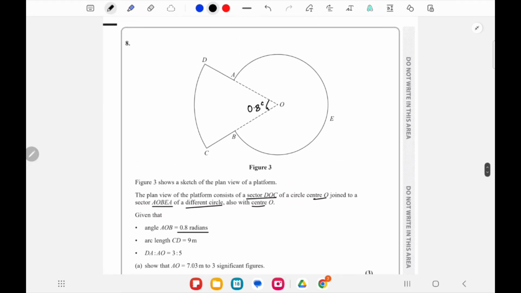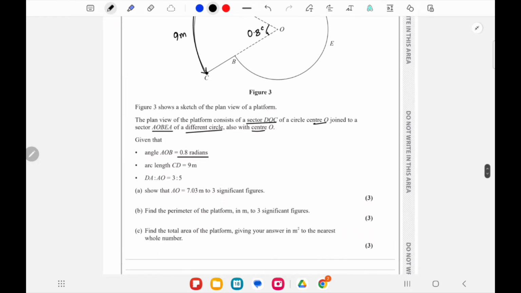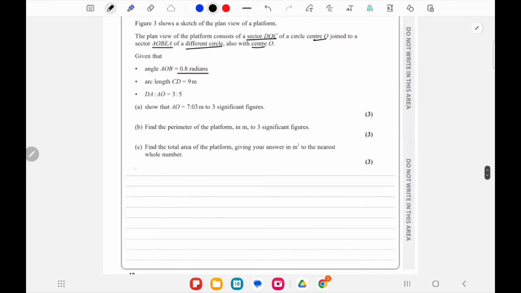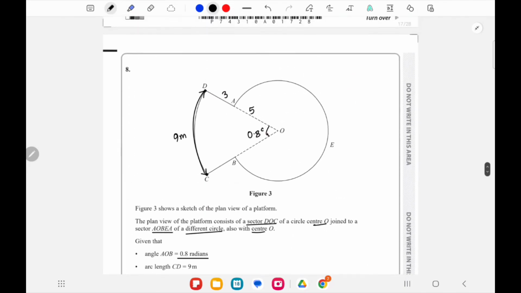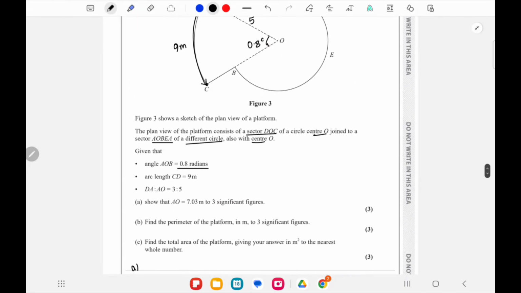The arc length CD, so this arc length will be 9 meters, and the ratio of DA is to AO, this is to this, will be 3:5. Now in question A, we have to show that AO is 7.03 meters.